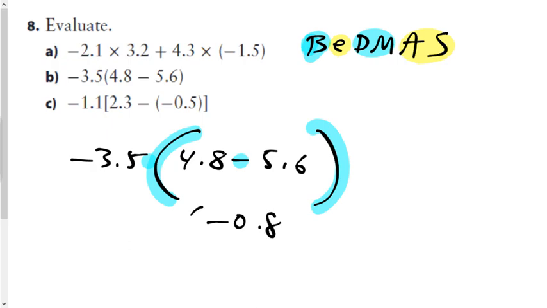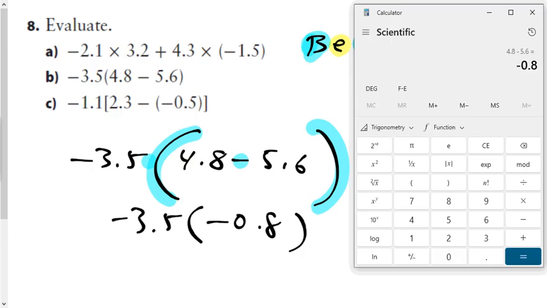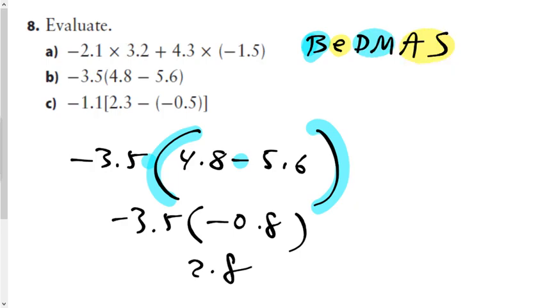So these brackets will work out to be this. This 3.5 stays outside the brackets. And now we have our last step, which is multiplication. I still have my number here, multiplied by 3.5, which will make the negative sign. Your final answer is a positive 2.8. We good with that?